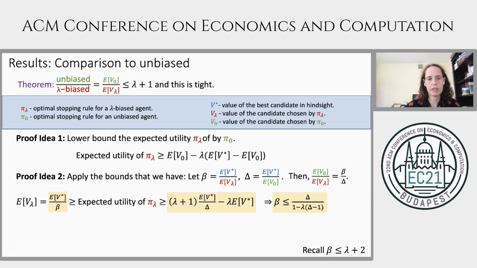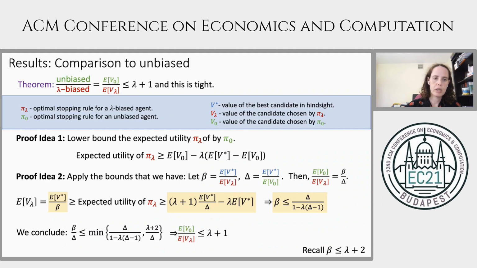And we also have another upper bound. We know that beta is at most lambda plus 2. This is what we proved in the previous slide. So putting these together, we have that beta over delta is at most the minimum between these two ratios. And we want to maximize this upper bound, so it is maximized when they are equal. And in this case, we get a bound of lambda plus 1, as we wanted.